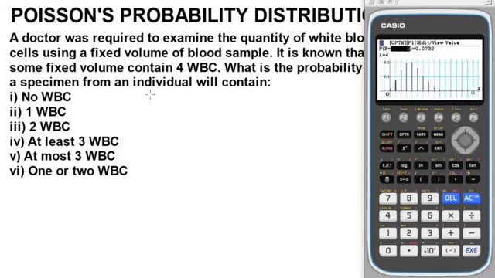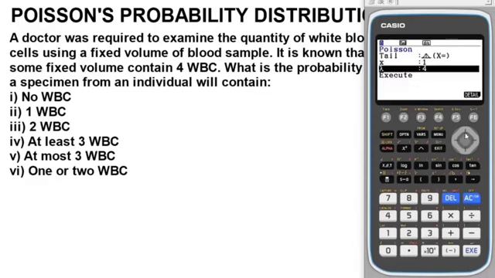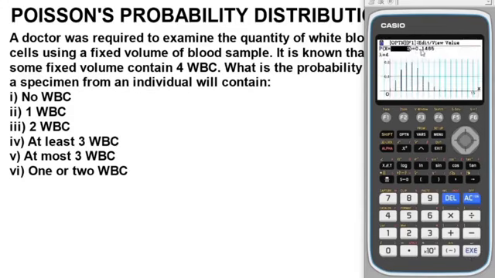To get the probability that a specimen from an individual will contain 2 white blood cells, you go back to exit, remove this 1 and put 2. Very simple, guys. Press execute again. So this will be the probability that a specimen from an individual will contain 2 white blood cells. You have it to be 0.1465.